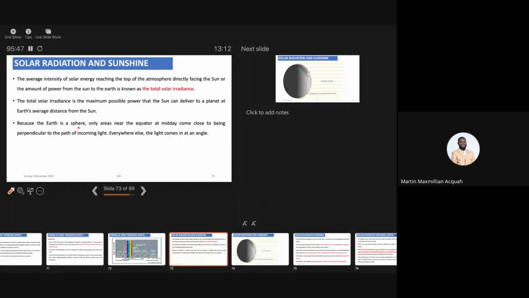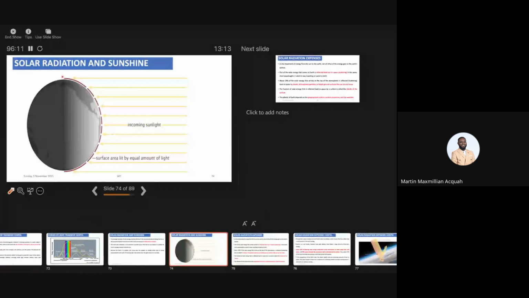Because the Earth is a sphere, only areas near the equator and at midway come close to being perpendicular to the path of the incoming sun rays. Everywhere else, the sun comes in at an angle. So the sun rays do not reach the Earth's surface evenly, because of the spherical nature of the Earth.